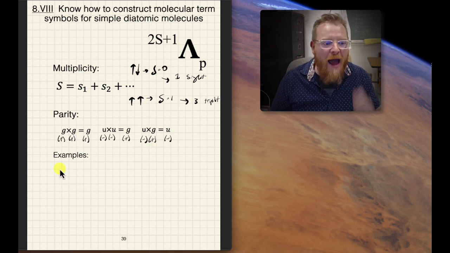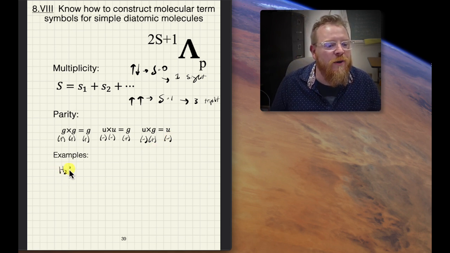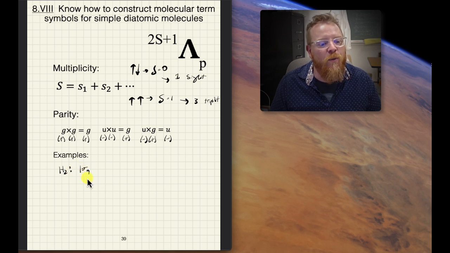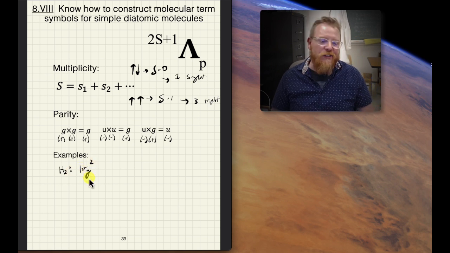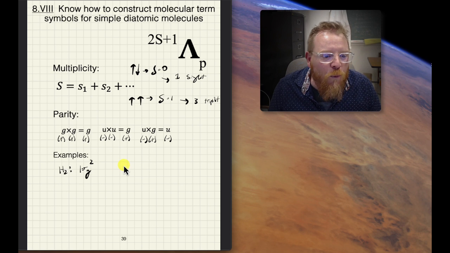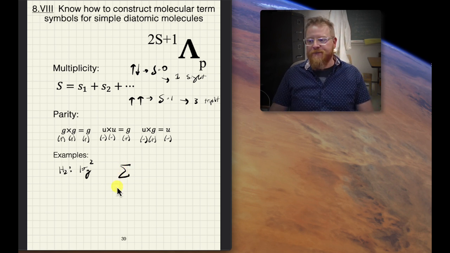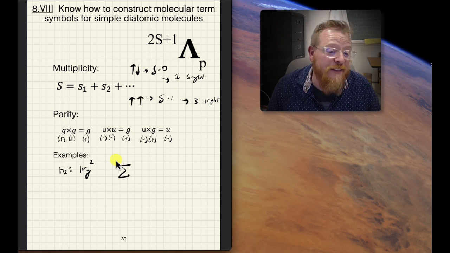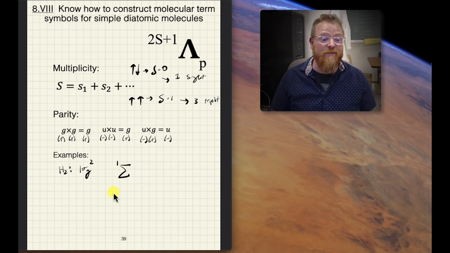So if we go back to those examples of H2 and N2, right, we note that it was 1 sigma g 2. We already established that it was a sigma state. It has to be a singlet, right, because we know that those are paired up.